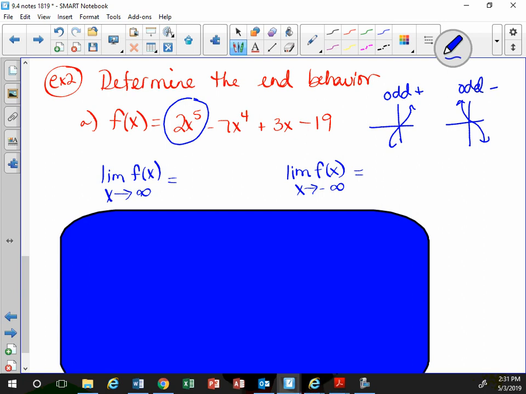Okay. What do you think? Is this one odd and positive or odd and negative? Odd and positive. I'll give you a second and we'll fill in our answers, okay? Remember? So the notation, we are using limit notation. Limit of f of x as x approaches infinity. That means as you go really far to the right, where's your graph going? Infinity, because it's going up.